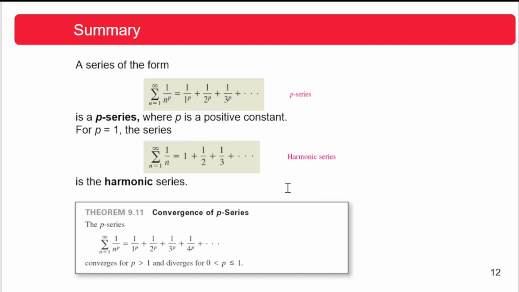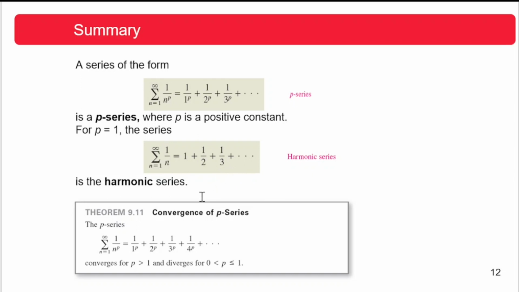In summary, a series of the form summation of 1 over n raised to p, where n is from 1 to infinity, which is equal to 1 over 1 raised to p plus 1 over 2 raised to p plus 1 over 3 raised to p, and so on and so forth, is a p-series where p is a positive constant. For p equal to 1, the series is called the harmonic series, and the series is of this form, summation of 1 over n, where n is from 1 to infinity. If n is 1, we have 1. If n is 2, we have 1/2. If n is 3, then we have 1/3, and so on and so forth.